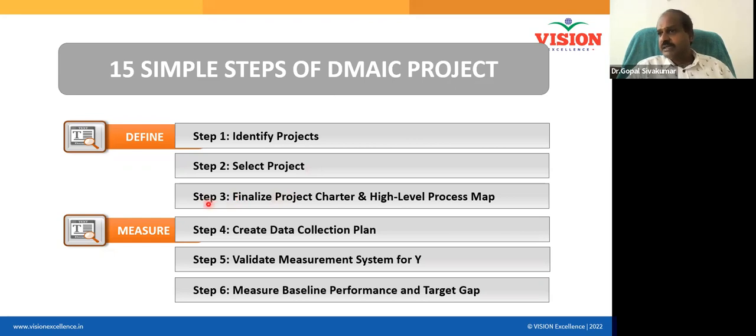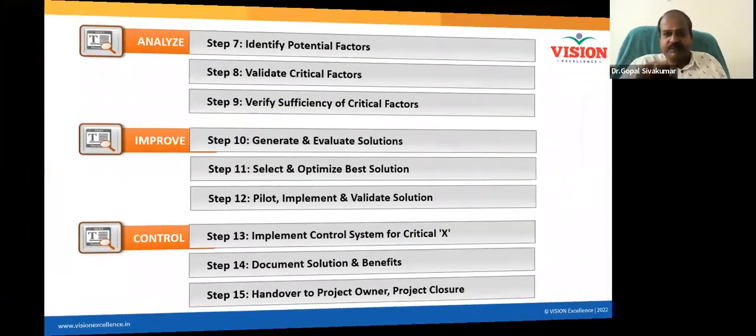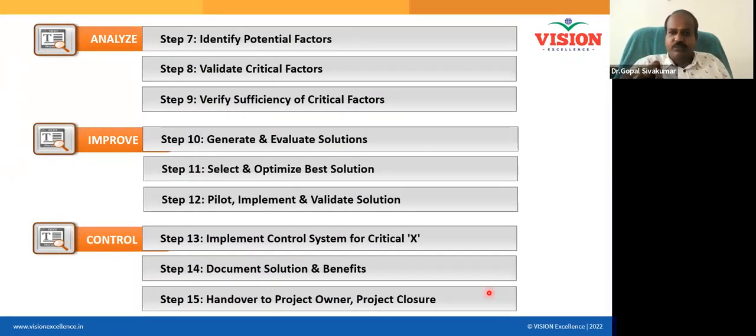And step number 3, finalize project charter and high-level process map. Nothing but a very clear executable execution plan. This is what we call the project charter and process map. Same way, every phase is divided into 3 steps. The whole training program is nothing but teaching each one of you the 15 simple steps. If you master the 15 simple steps, you are now eligible.